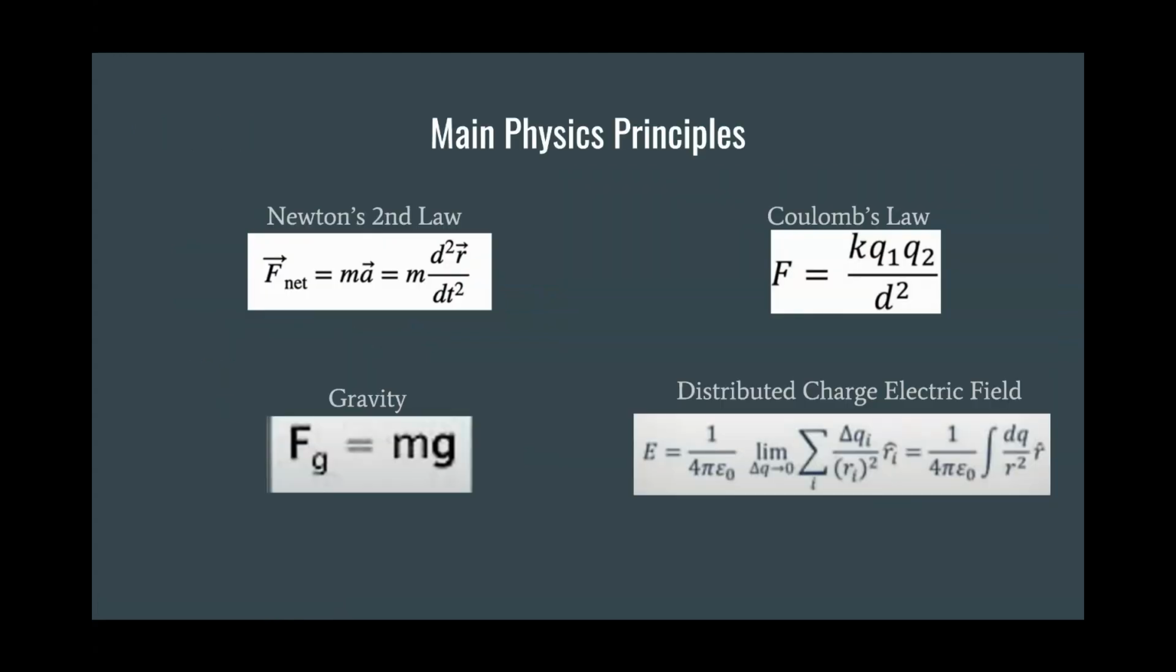So the main physics principles here are Newton's second law, which states that F equals ma, or F equals m d squared r vector over dt squared. Coulomb's law, which states F equals kq1 q2 over d squared, which states the amount of electric force that a point charge exerts on another. Then we have gravity, which says that Fg equals mg, and the distributed charge of an electric field is this equation down here, which will allow us to calculate the tapes as a line charge.